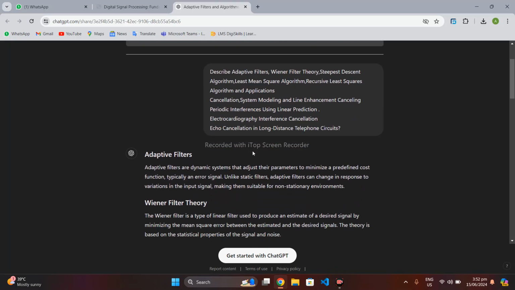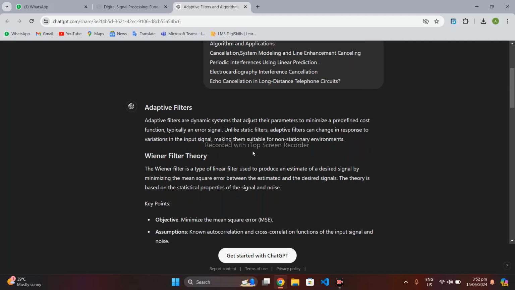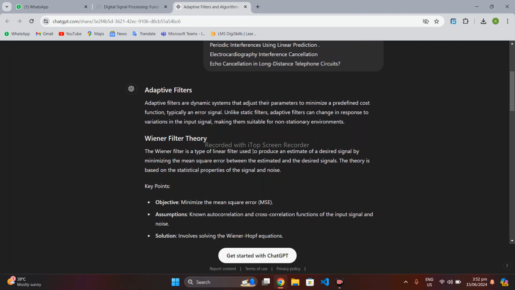So in ChatGPT, first of all, I want to define adaptive filters. Adaptive filters are dynamic systems that adjust their parameters to minimize a defined cost function, typically an error signal. Unlike static filters, adaptive filters can change in response to variation in the input signal, making them suitable for non-stationary environments. Now we move toward Wiener filter.